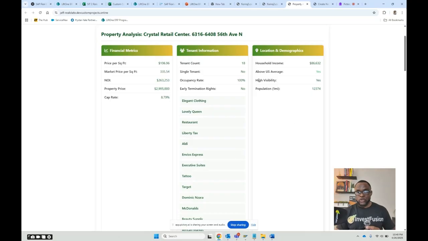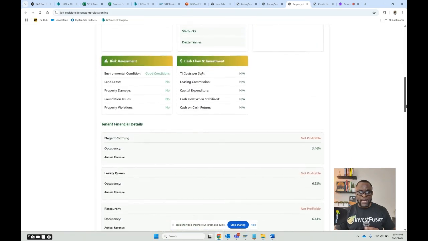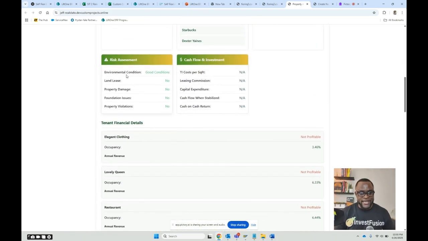It gives you also the high visibility score. It says it's a yes. Then the population. It says the population within a 1 mile radius is 12,374. That's amazing, guys. This is just unbelievable that with a click of a button, you get all of this information. Now, touch points is the risk assessment.